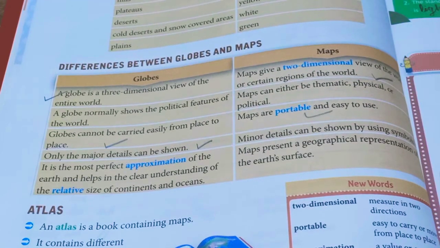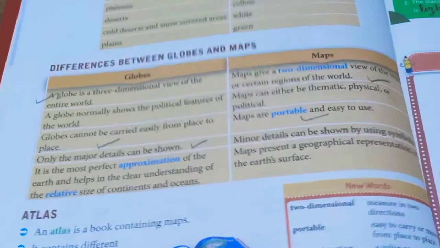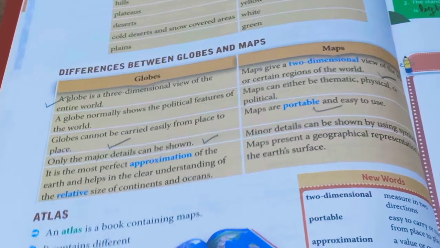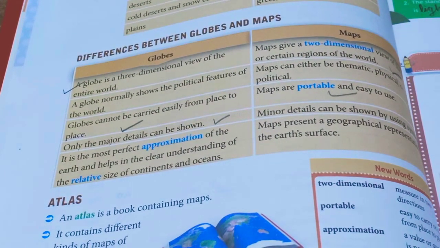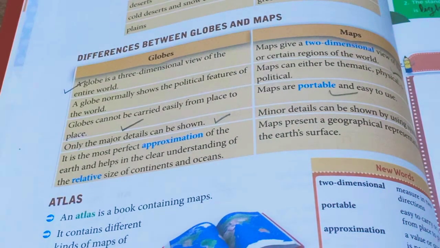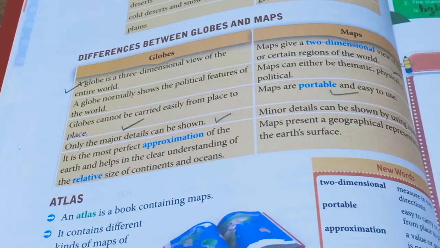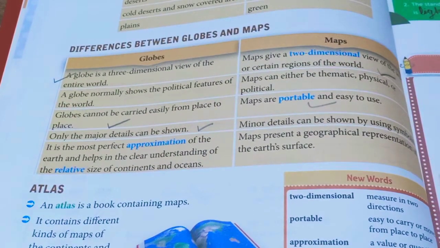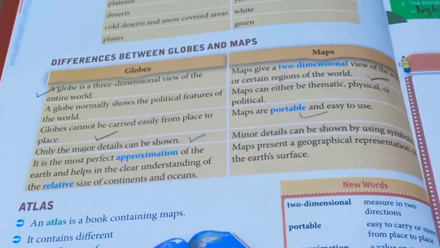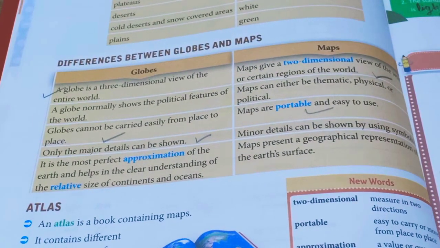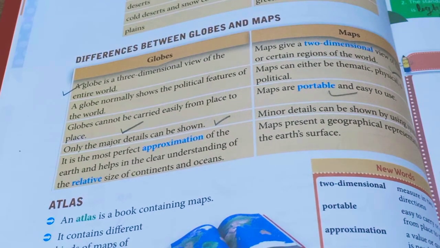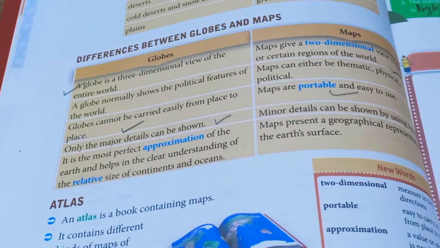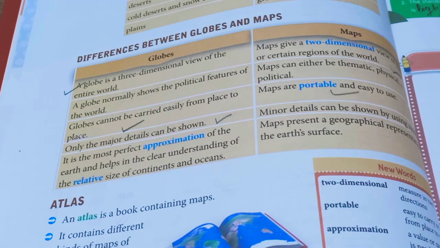Now, next thing, globes cannot be carried easily from place to place. Globes are a bit heavy, and they can't be folded, you can't crush it and put it in your pocket. But maps, you can just fold it like Dora does. I hope you see that cartoon. Dora just rolls the map and puts it in her bag. So a map is very easy to carry and it is very light. Sometimes a globe is like a balloon, you can just blow it up and see the whole world. But the normal globes are not very easy to carry.